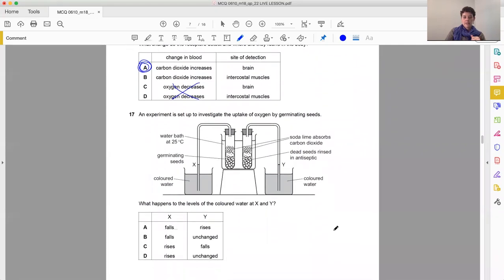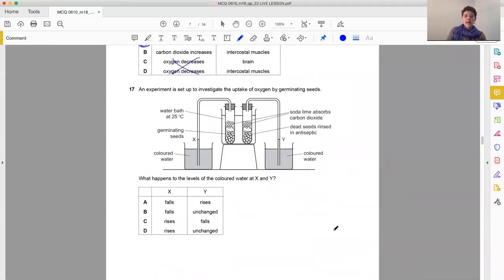Question 17. An experiment is set up to investigate the uptake of oxygen by germinating seeds. So we've got a whole big setup here, and we need to take the time to make sure that we understand what's going on. So we've got the beakers with colored water.